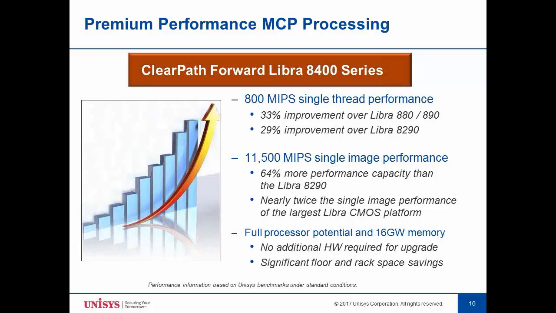From a single image performance, we now can support up to 11,500 MIPS. And again, you see that's nearly twice the single image performance that we had with any CMOS system, and a significant improvement over the 8290. So this level of performance then provides the scalability and the total workload necessary for many of our customers to continue to grow their MCP applications. And we're working with customers today that are looking for this next level of performance, and we'll soon have shipments of these new Libra 8400 systems.